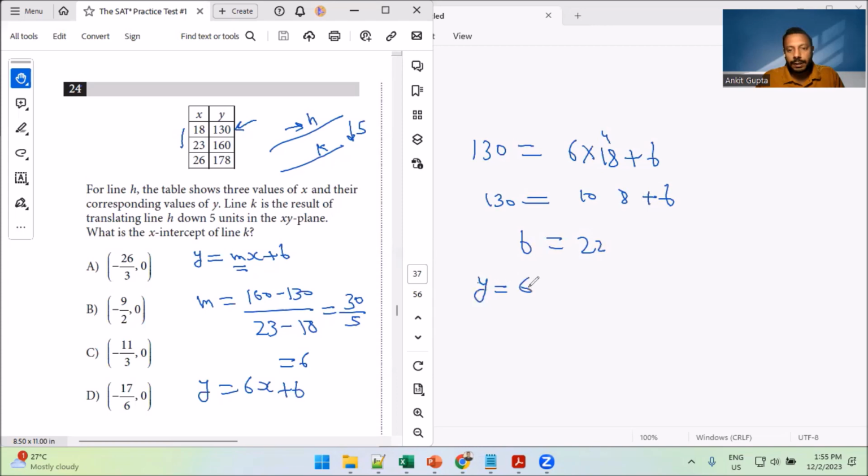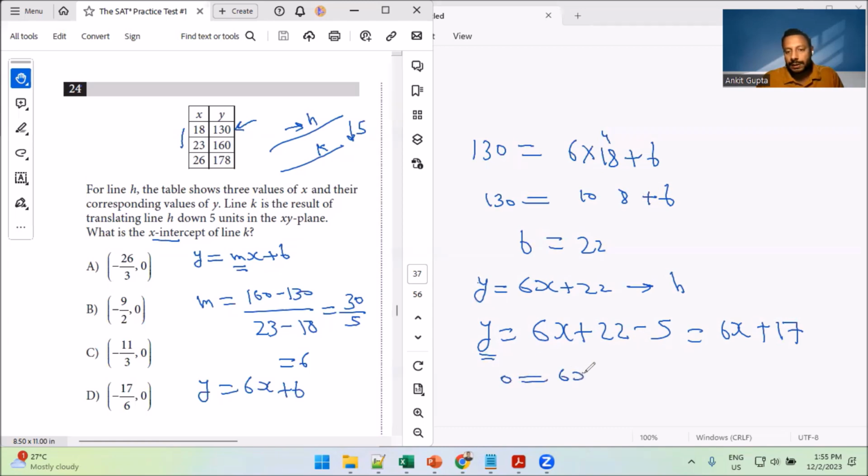So the equation is y is equal to 6x plus 22 for line H. For line K, since we have to bring it down by 5 values, the equation will become y is equal to 6x plus 22 minus 5, which is 6x plus 17. And we need to find the value of the x-intercept. That means we'll have to put the value of y as 0. So 0 is equal to 6x plus 17, or x becomes minus 17 by 6. So the value of the x-intercept will be minus 17 by 6, 0, and the answer will be option number D.